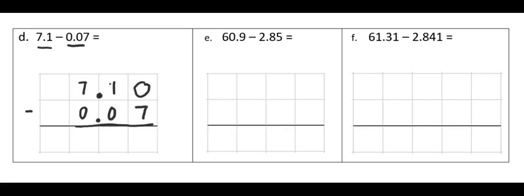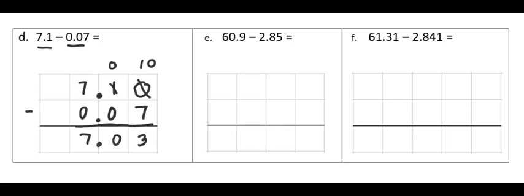So I'm going to take that 1/10 and I'm going to regroup it as 10 hundredths. So that leaves me with a 0 now in the tenths place, and I have 10 in the hundredths place. That's going to allow me to subtract the 7 hundredths. 10 minus 7 is 3. Now I have 0 minus 0 in the tenths place. I'm going to include my decimal point, and 7 minus 0 is 7. So 7 and 1/10 minus 7 hundredths is 7 and 3 hundredths.